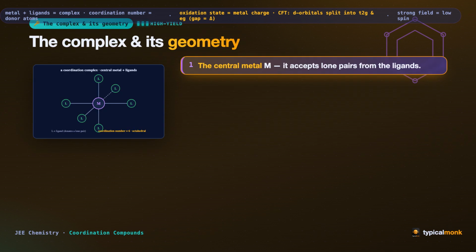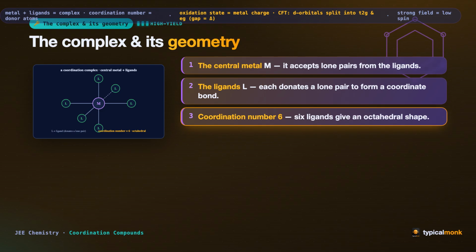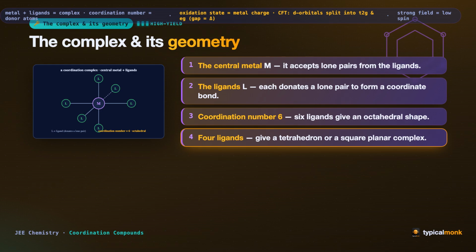Now, look at the picture, a coordination complex. The central metal M, it accepts lone pairs from the ligands. The ligands L, each donates a lone pair to form a coordinate bond. Coordination number 6. 6 ligands give an octahedral shape. 4 ligands, they give a tetrahedron or a square planar complex.